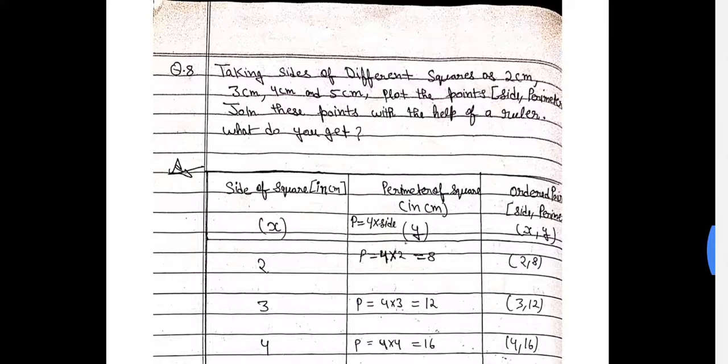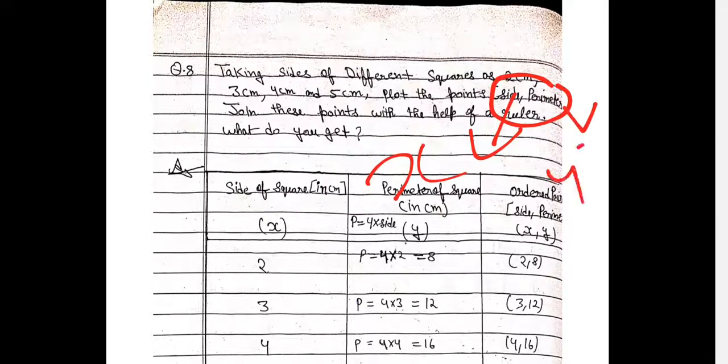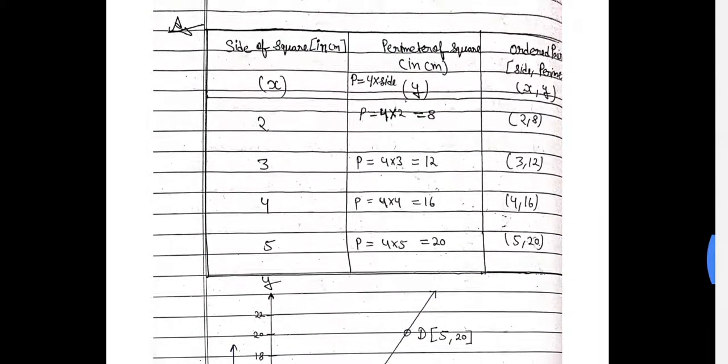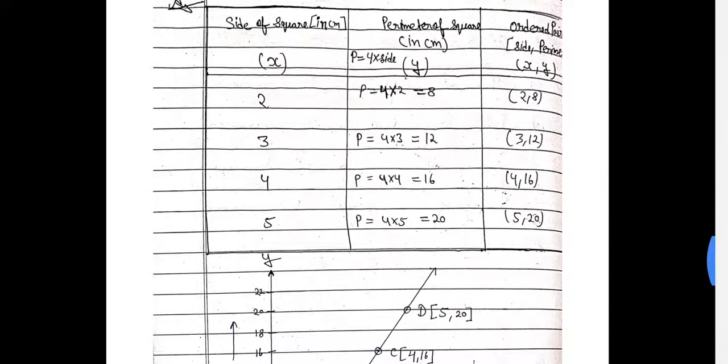The question gives us the point as side comma perimeter, meaning side we have to take on the x axis, and perimeter we have to take on the y axis, the y coordinate, x coordinate. So suppose the side is 2, then what is the perimeter? We know that the perimeter of a square is 4 into side, so perimeter will become 8. So what will the point become? 2 comma 8, because x shows side and y shows perimeter.